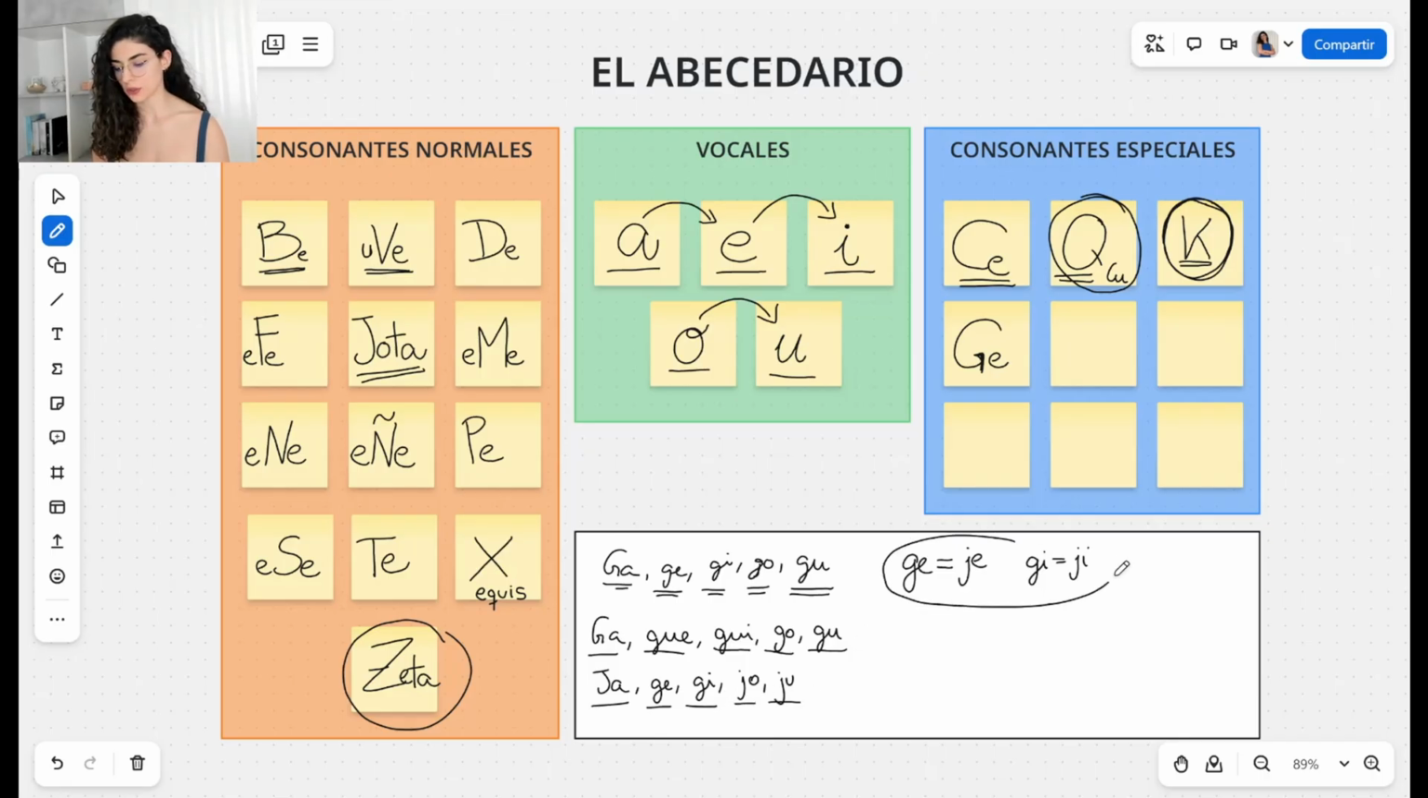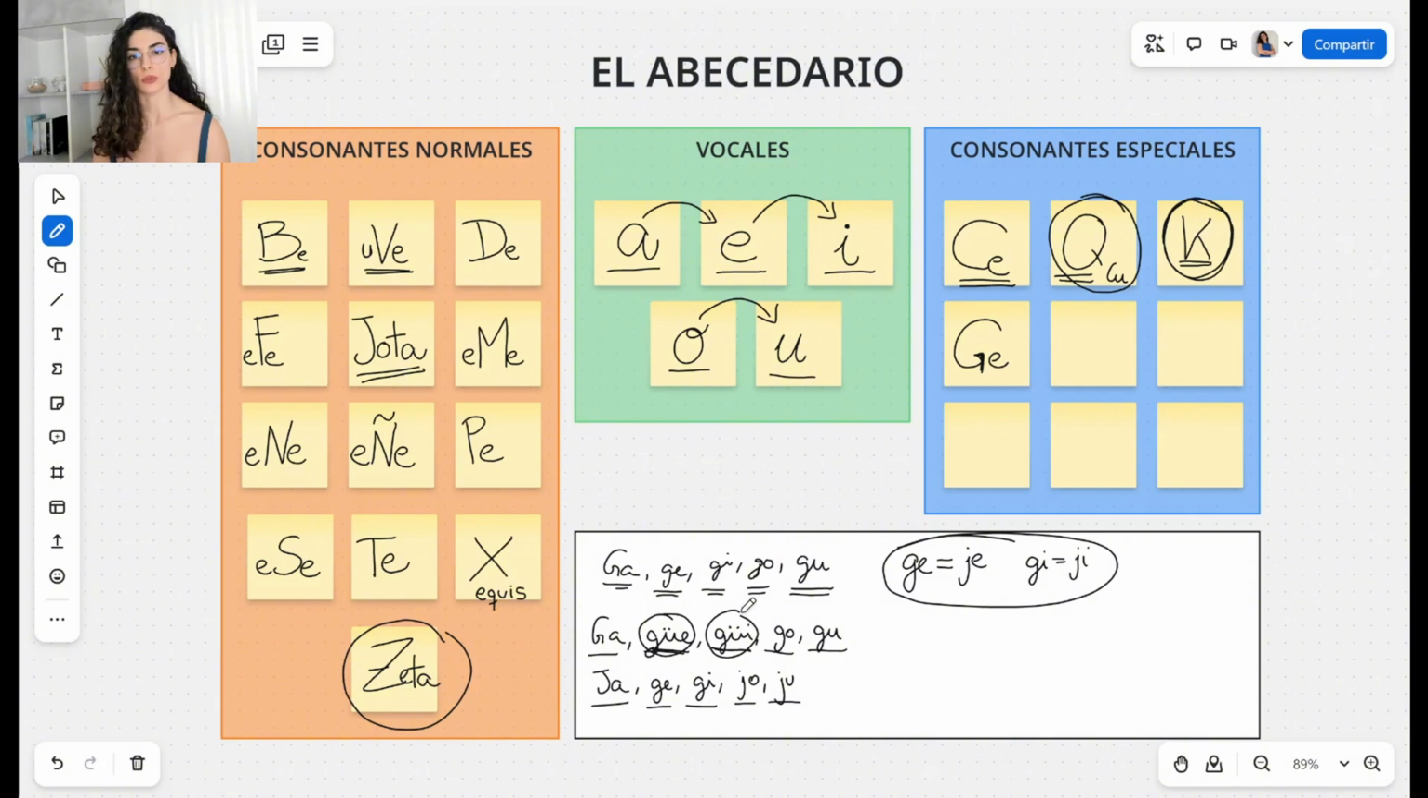Pay attention to this. We make no difference. They are exactly the same sounds. If at any moment I wanted to pronounce the letter U here to say we, like in whiskey, we just do this. We write two dots on top of the letter U. This is just for me to know that I have to pronounce the letter U here, because if I don't write it, this is ge and this is gi.